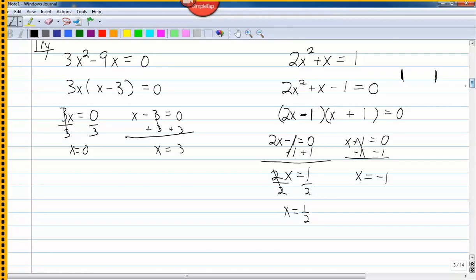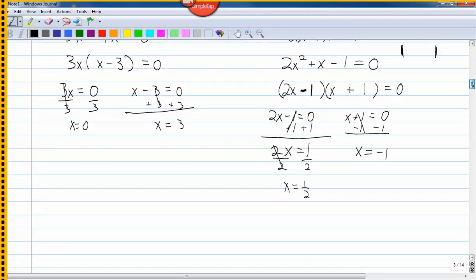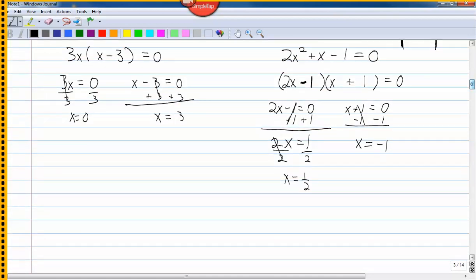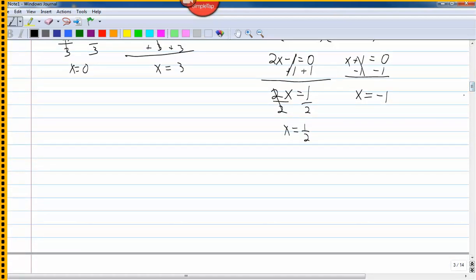Now, one other factoring technique that we run into sometimes when factoring quadratics is the difference of two squares. And the difference of two squares would be, say, when I had something like x squared minus 4 equals 0.